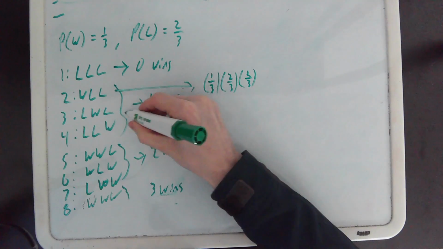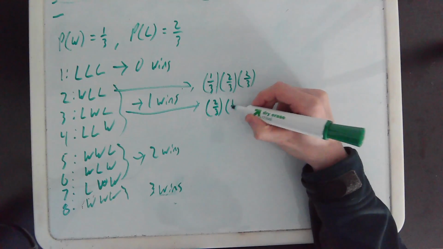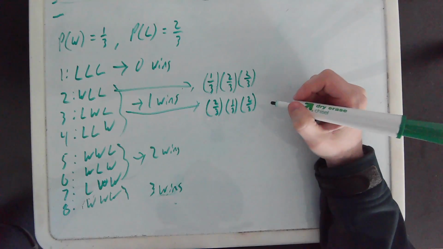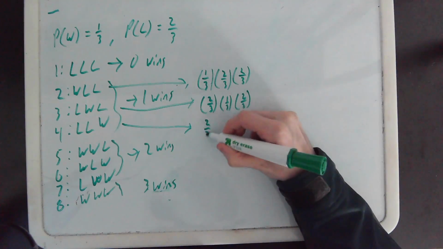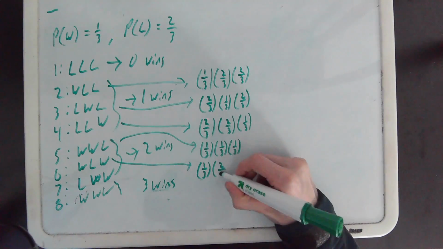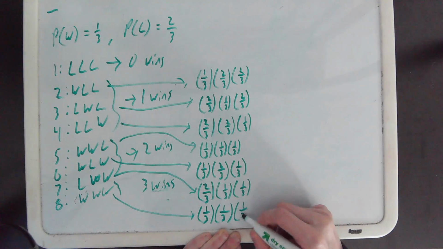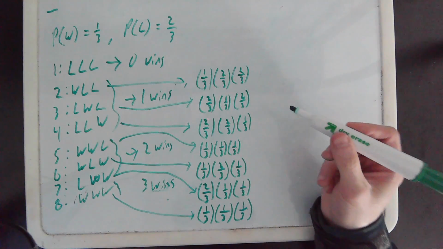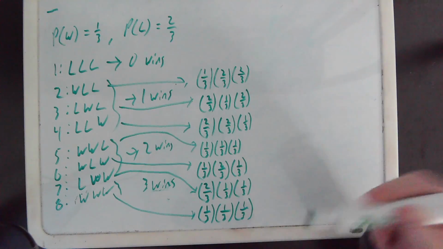Then for case 3, we would have 2/3 because we lose the first ticket, 1/3 because we win the second, and 2/3 because we lose the third. And we can repeat this process so on. Okay, now we've got all the probabilities written out in the form of multiplications of their individual events. Now we just have to multiply all these out and then add them up.